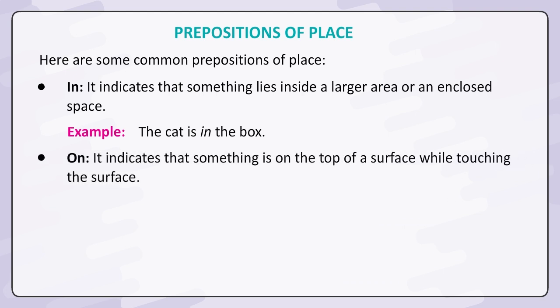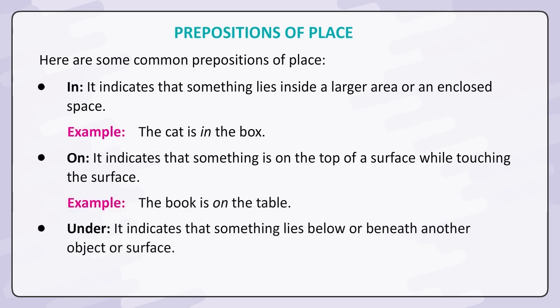On. It indicates that something is on the top of a surface while touching the surface. Example, the book is on the table. Under.